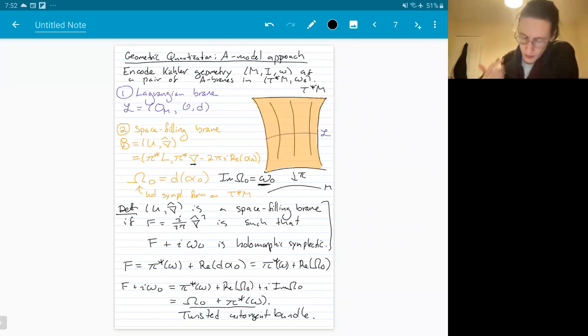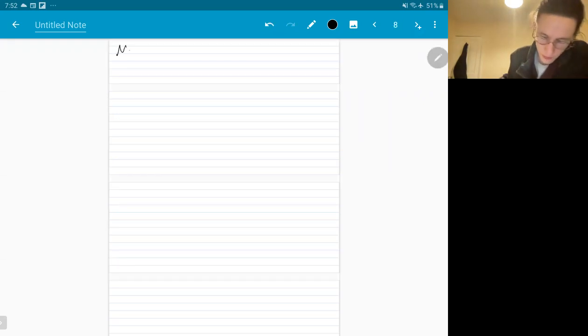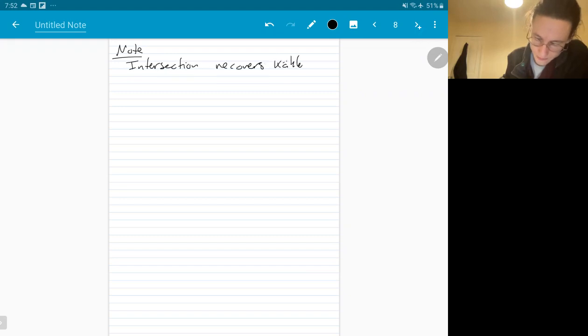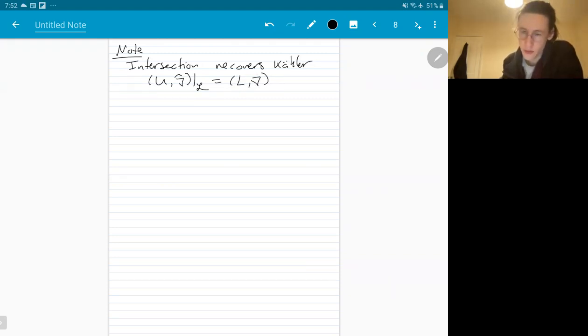So the idea is that we encode the Kähler structure in these two branes, the Lagrangian one and the space-filling one, and you can recover the Kähler structure from those two branes. Let me just note that if you intersect them, it recovers the Kähler structure, in the sense that if you take this U nabla hat and pull it back to L, you get L nabla, the original pre-quantization of the Kähler structure.